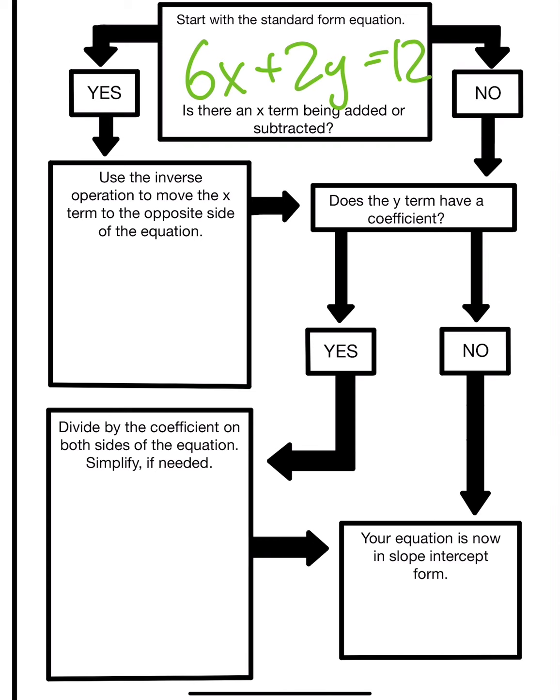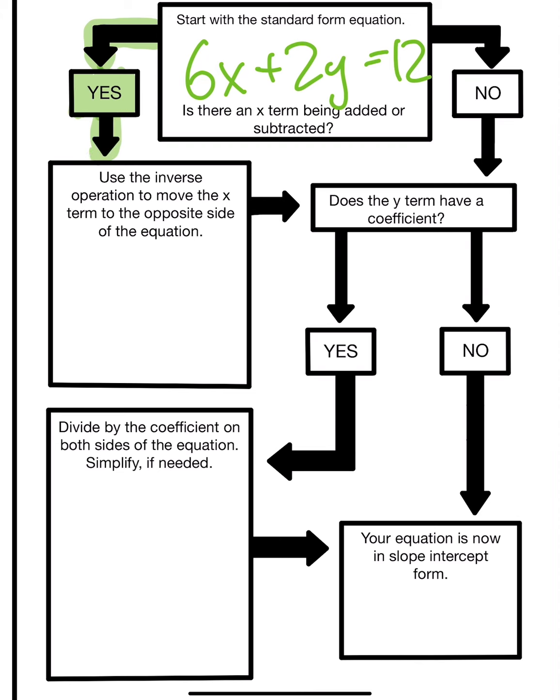But anyway, okay. So we have a couple questions here. So, is there an x term being added or subtracted? So this is basically just asking if there is an x, and there is. We have a 6x here. So what we're going to do is follow the arrow to the yes box. And we are going to highlight that so that we know where we're going and where we came from, and we could see our whole process.